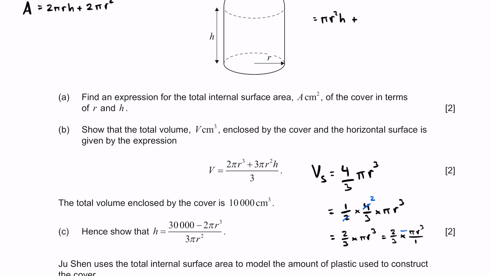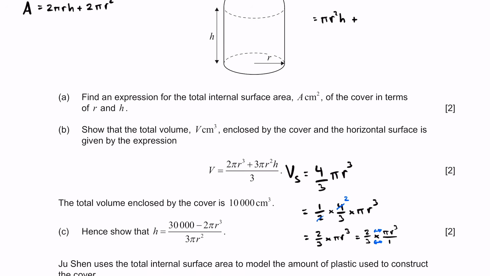Remember, when we multiply our fractions, we multiply the tops and the bottoms. And then we'll just have 2 pi r cubed over 3.